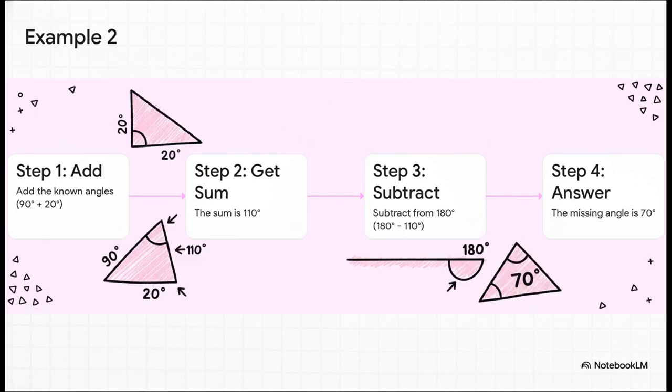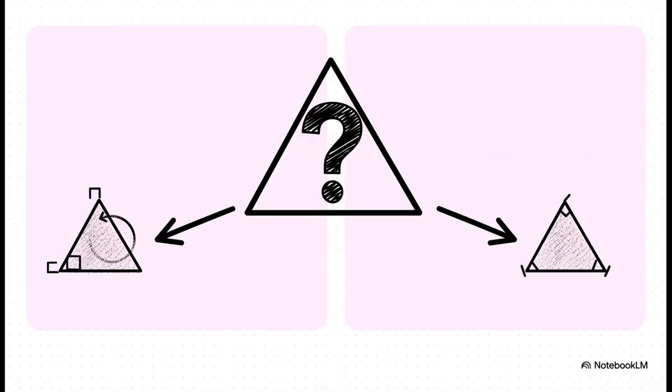Easy, right? Let's run that back one more time, just to make sure it really sticks. Okay, new triangle. We've got our 90-degree angle and a little 20-degree angle. First, add them up. 90 plus 20 is 110. Then, subtract 110 from 180, and our missing angle is 70 degrees. See? It's a super quick, clean, and really effective method. But, and there's always a but, isn't there? Here's the catch. The triangle sum theorem is your best friend only when you already know two of the angles.